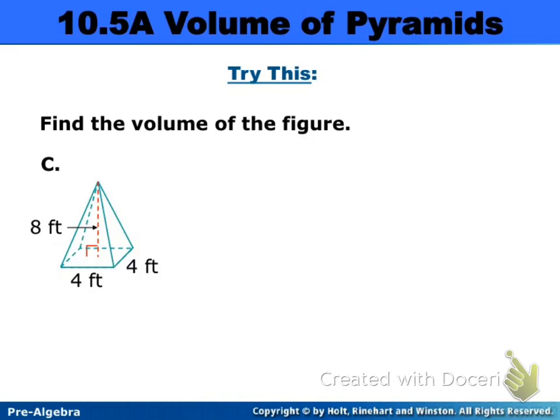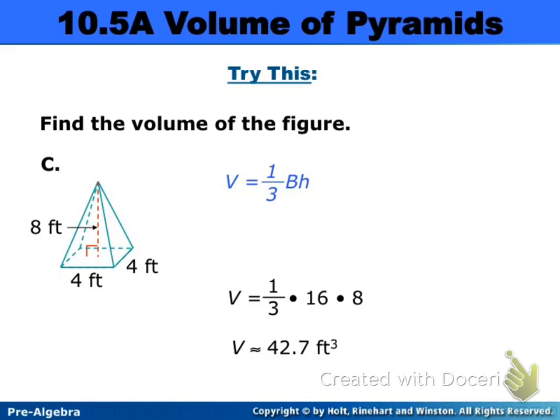Okay, let's take a look at this problem. So if we start with the formula, 1/3 of the area of the base times the height. In this case, we have the area of the base is 4 times 4. That can simplify to 16. 16 times 8, and then divide by 3 will give you approximately 42.7.